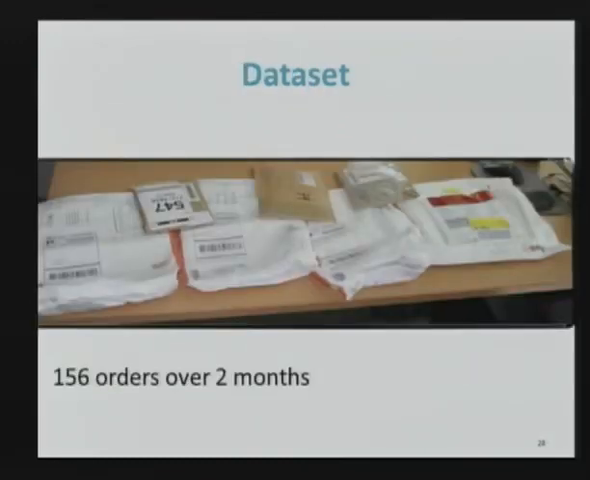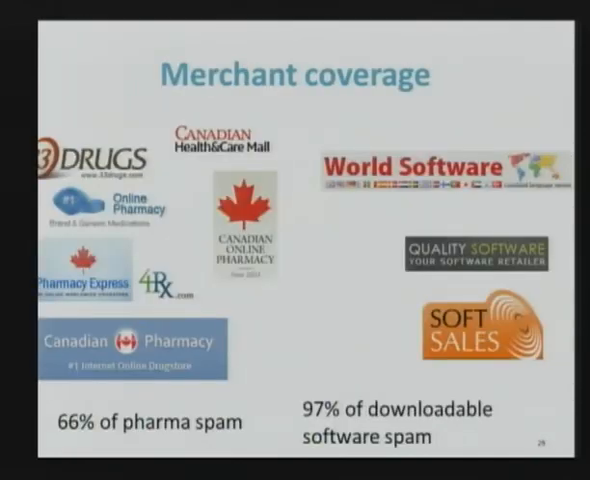The data set for this was about 150 different orders over the course of about 2 months. What was really great about this was that 97% of all the spam in our data set, which was about 1 billion different emails, was advertising downloadable software. So they send you Microsoft Windows for like $25, and you give them the money and they let you download the software, and that works out. 97% of those emails were vulnerable to this order throughput inference.